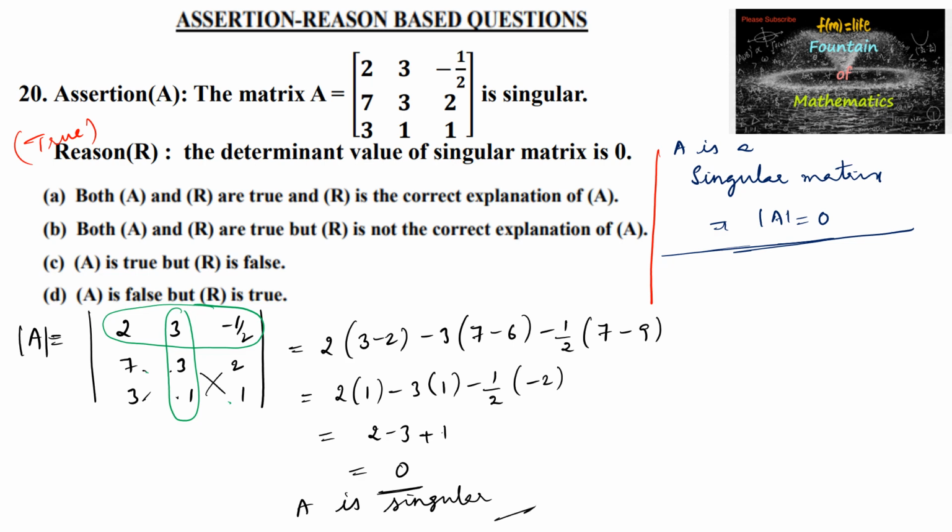So assertion is true, and both assertion and reason are true, and R is the correct explanation of A. So we can go with option A.